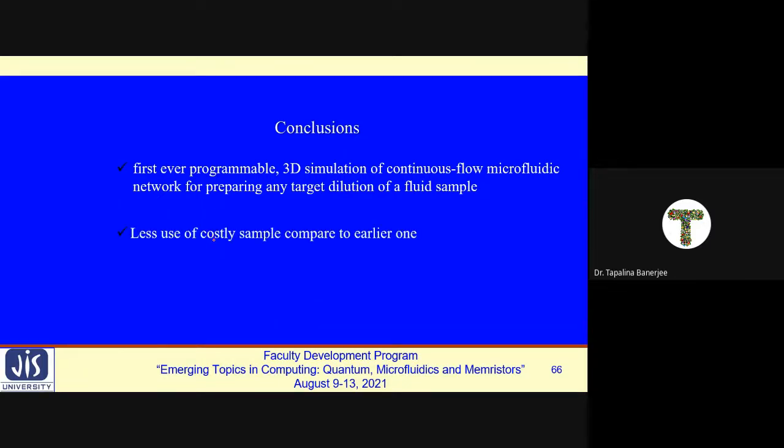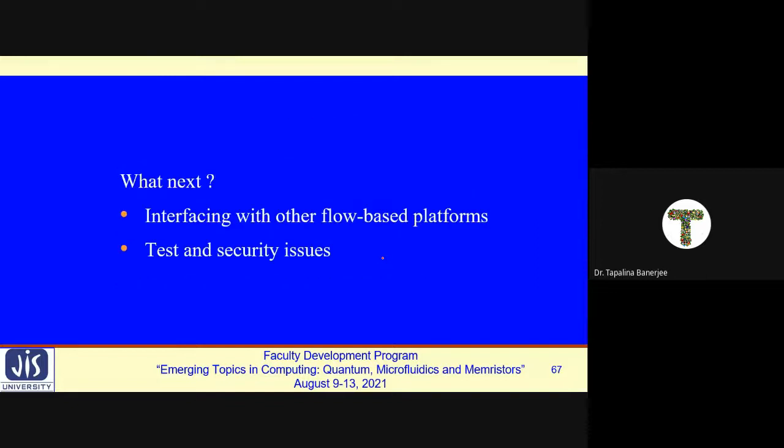Also, since we have used less of the costly sample compared to the earlier one, it will help us reduce the cost also. So these types of challenges can be taken up in continuous flow microfluidics and we can try to overcome them. Achieving both faster convergence and improved accuracy is very challenging. Whenever we achieve this, it is really a good direction for the research.